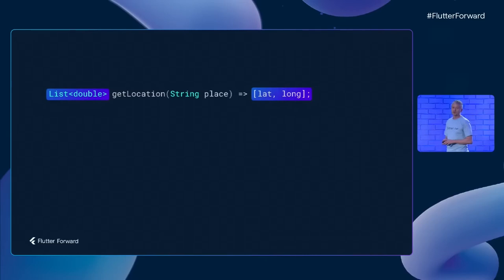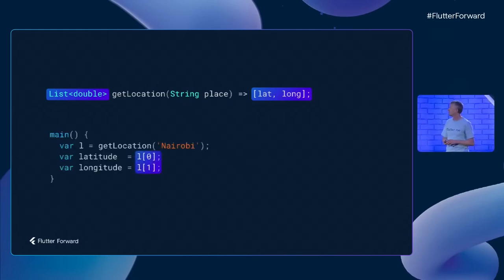Here is a getLocation function that takes a place and returns a location. Currently, to return both latitude and longitude, we put both values into a list. That means over here on the caller side, we need to read out the latitude and longitude manually using positional access. Let's hope we don't get those pesky indexes wrong.